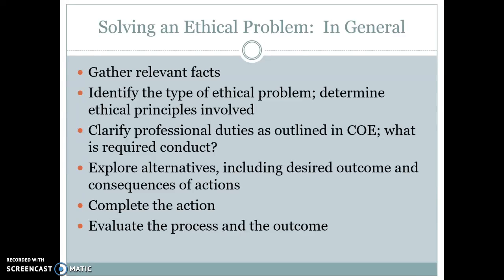Also, in solving an ethical problem, you're going to explore the alternatives. What is the desired outcome and consequences of actions? But then, what are some alternatives? What are potential outcomes and consequences of those alternative courses of action? And then when you determine a course of action that you're going to follow, you carry it out and then evaluate the process and the outcome. Being able to decide on an action to take comes as a result of understanding the steps and looking at situations in which there are these conflicting elements.